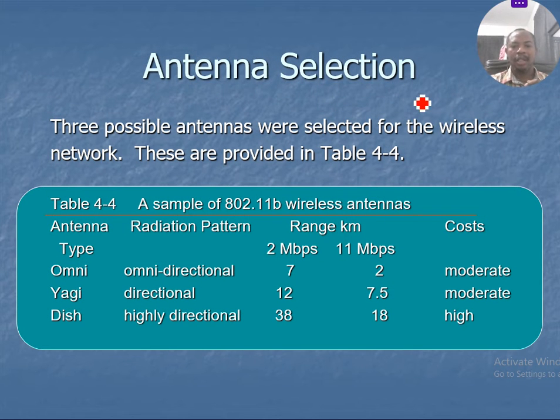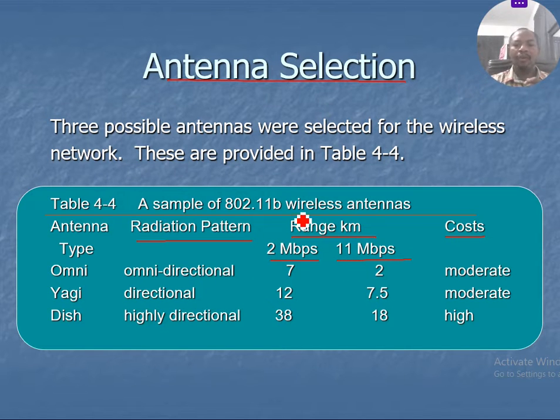Now the antenna selection. Let's look at the type of antenna that we are going to select, because there are different types of antenna. Three possible antennas we will be able to select for this kind of connection are listed below on this Table 4.4. Now, let's look at the type of antenna, their radiation pattern, the range they cover, and then the cost. And in the range they cover, we look at the speed: 2 megabit per second, or are we looking at 11 megabit per second?